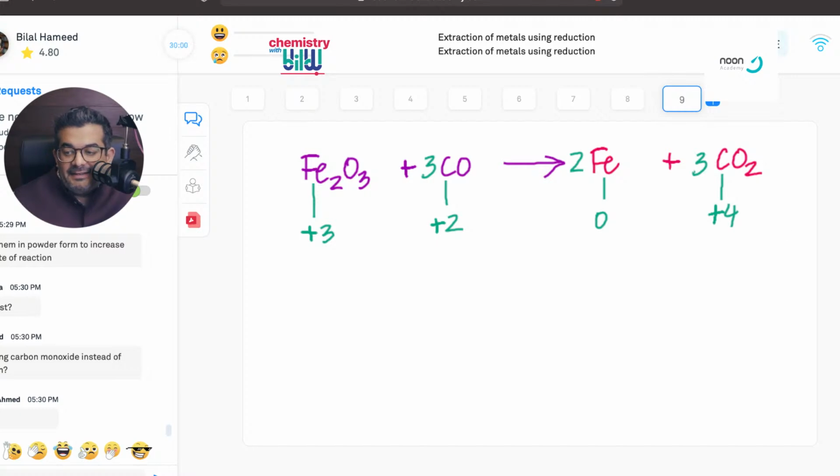और इसका added फायदा क्या है? This will be faster industrially because you have a solid and you have a gas. You see that? So solid and gas make the reaction go faster. That's the game. All right.